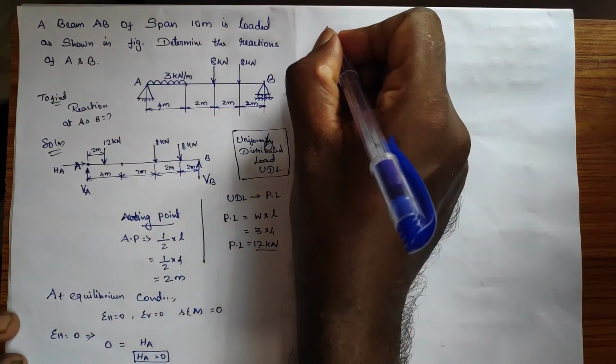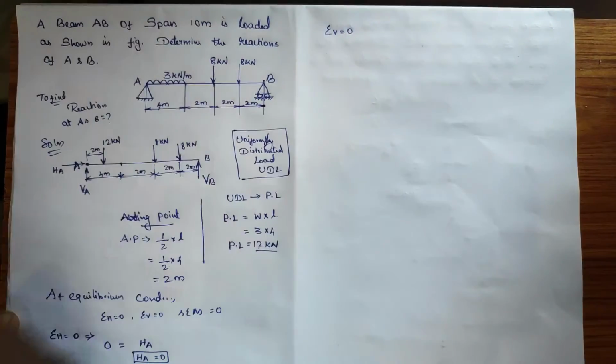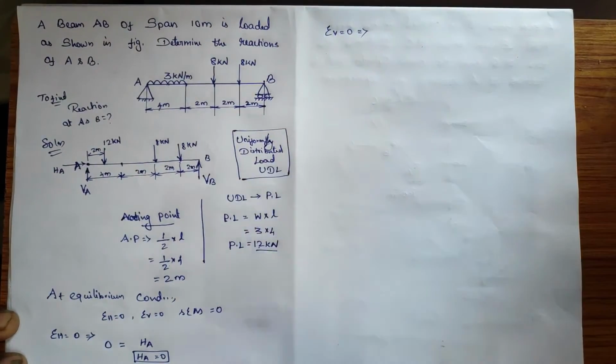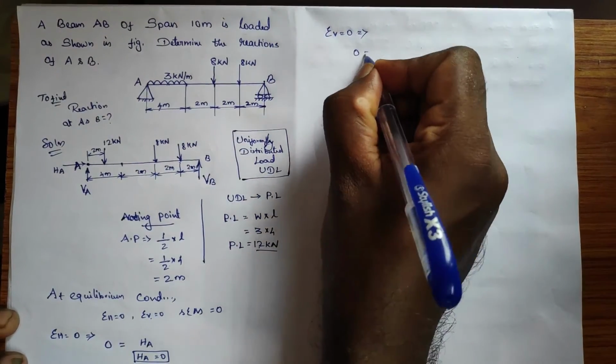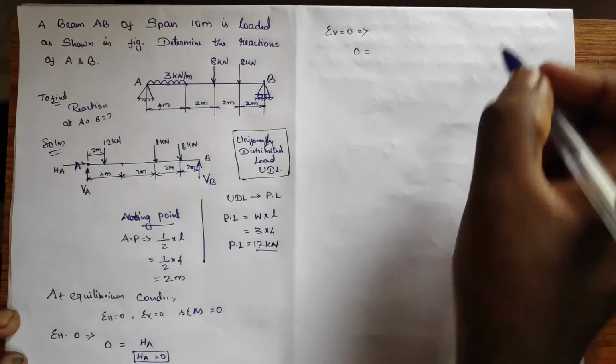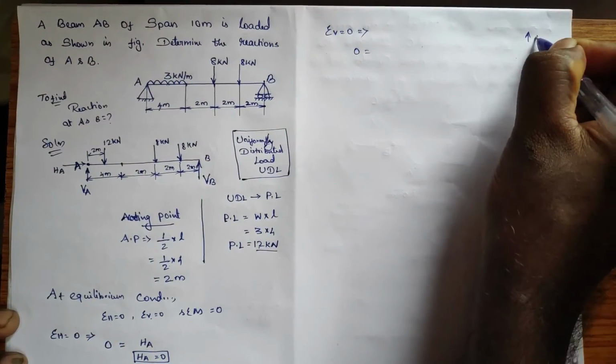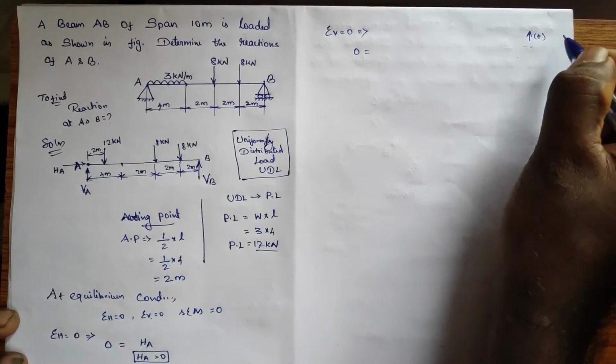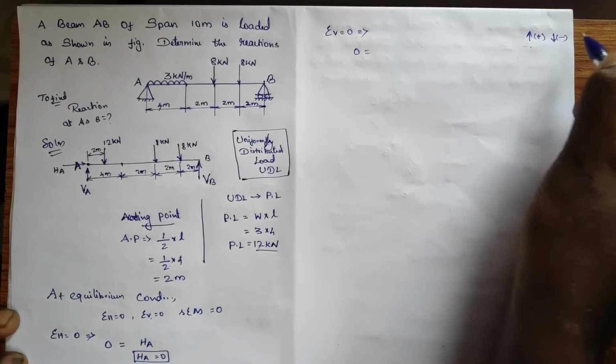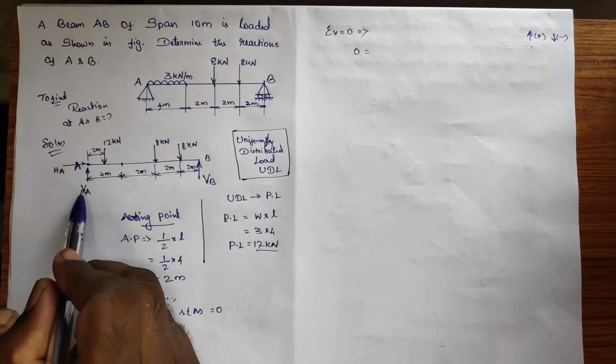So next step, sum of vertical force is equal to 0. When you are applying it, 0 is equal to all the vertical force. The force which is acting upward is positive, force which is going downwards is negative when you come to the vertical force. So start from this.